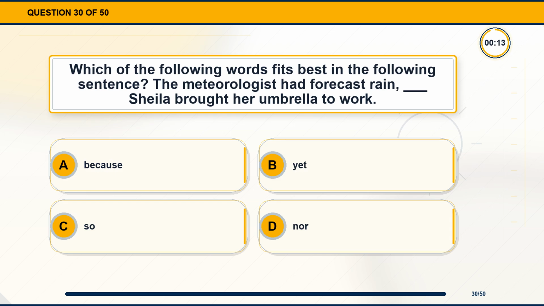Question 30. Which of the following words fits best in the following sentence? The meteorologist had forecast rain. Blank Sheila brought her umbrella to work. Option A, because. Option B, yet. Option C, so. Option D, nor.